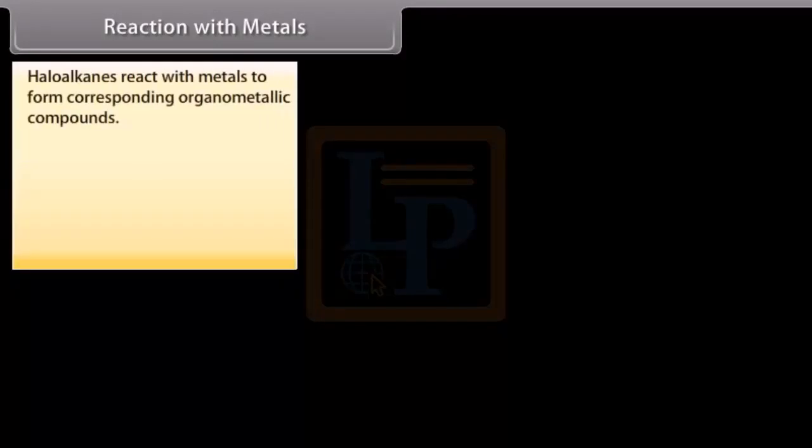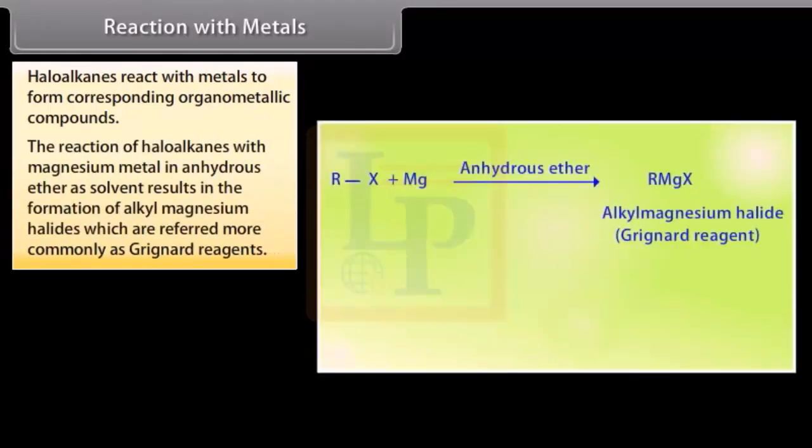Reaction with metals. Haloalkanes react with metals to form the corresponding organometallic compounds. The reaction of haloalkanes with magnesium metal in anhydrous ether as solvent results in the formation of alkyl magnesium halides, which are more commonly referred to as Grignard reagents.